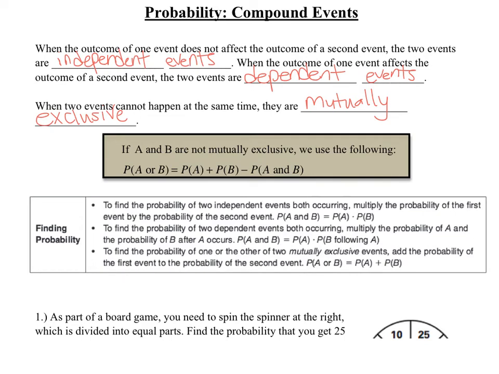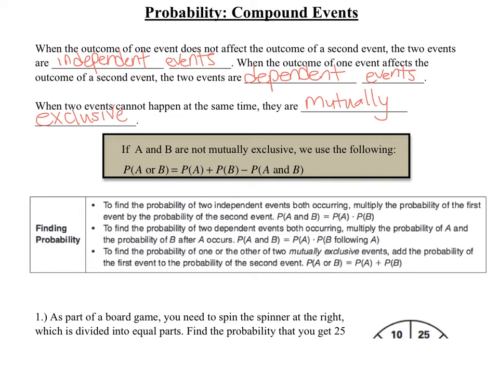To find the probability of two dependent events both occurring, you multiply the probability of A and the probability of B after A occurs. So if we're talking about something like pulling a card out of the deck, you'd find the probability of pulling the first card, and then you'd multiply that by the probability that the second card is whatever you want, given that the first one was already chosen. So we would reduce the total number of cards.